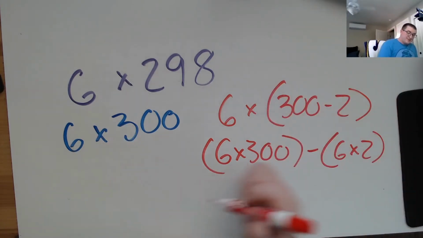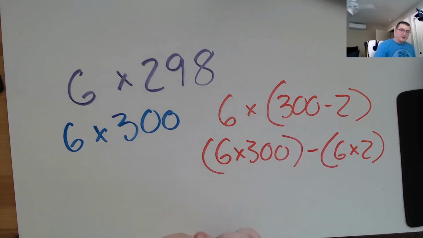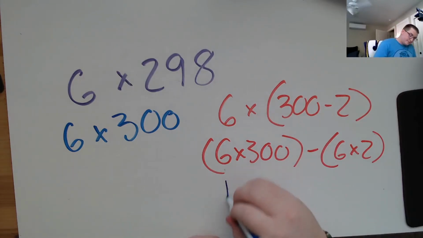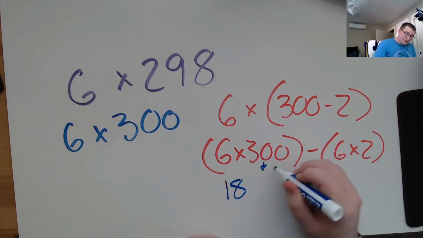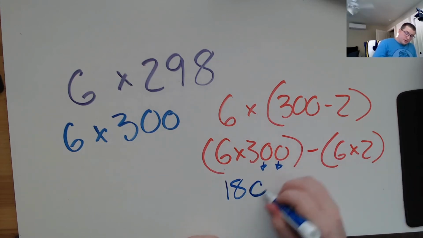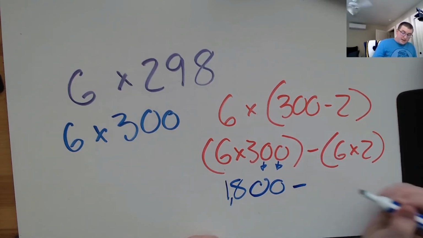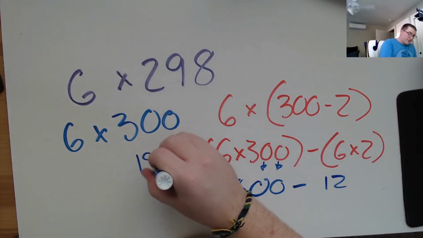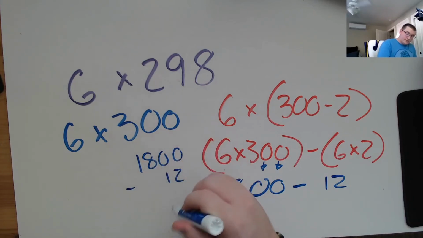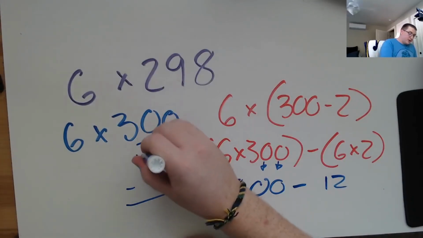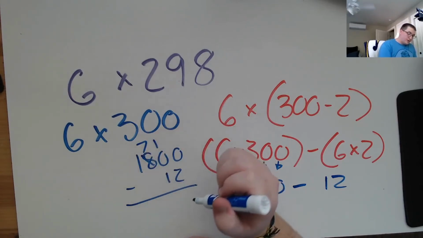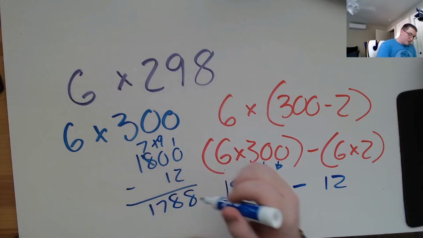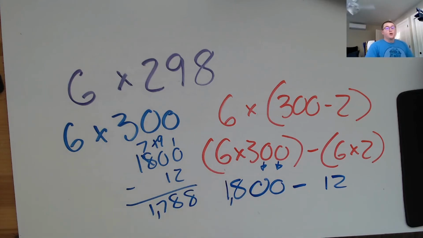Real fast, 6 times 300, again, 6 times 3, in fact, I want to do this in a different color. 6 times 3 is 18. And then we bring down those 2 zeros, and we get 1,800. Minus 12, and let's go ahead and do our math over here. We have 1,800 minus 12, and let's see what we get. We're going to have to do some regrouping. I'm going to regroup from that 7. I'm going to bring 1 over here, change that to 9, that to 1. We get 8, 8, 7, 1, 1,788.